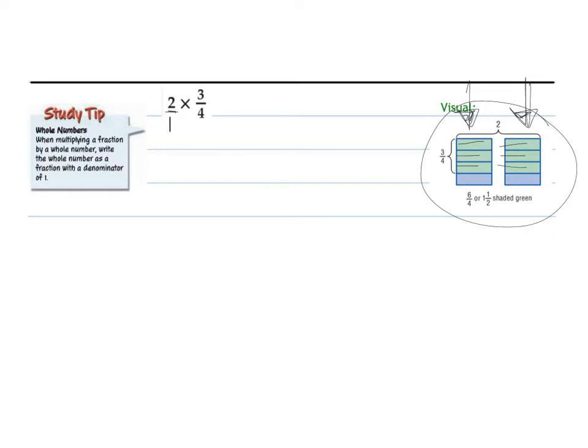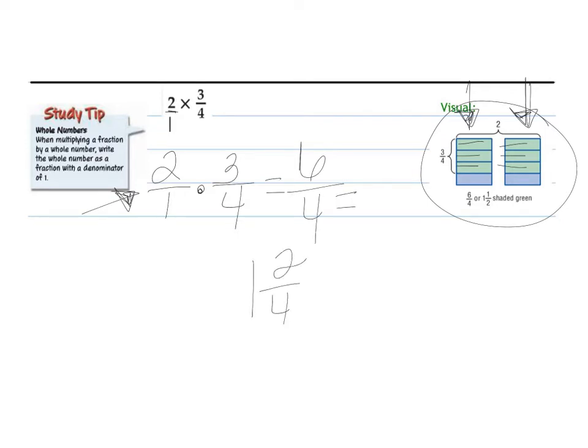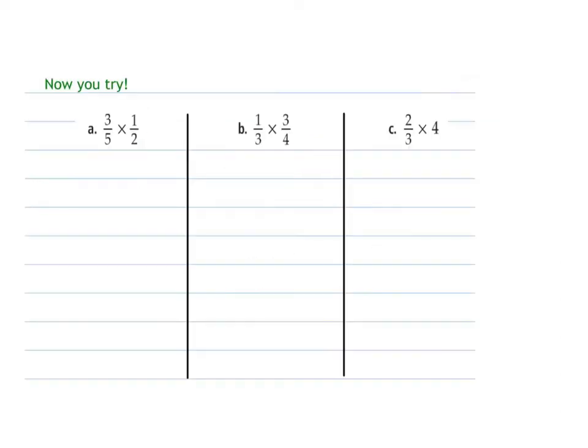So 2/1 times 3/4, let's rewrite it, so that we always want to put a 1 for our whole numbers so that our numerators line up and our denominators line up. 2 times 3 is 6. 1 times 4 is 4. 4 goes into 6 once with 2 left over. Keep the denominator, and then we have 1 1/2. You try some on your own and then come back and check.